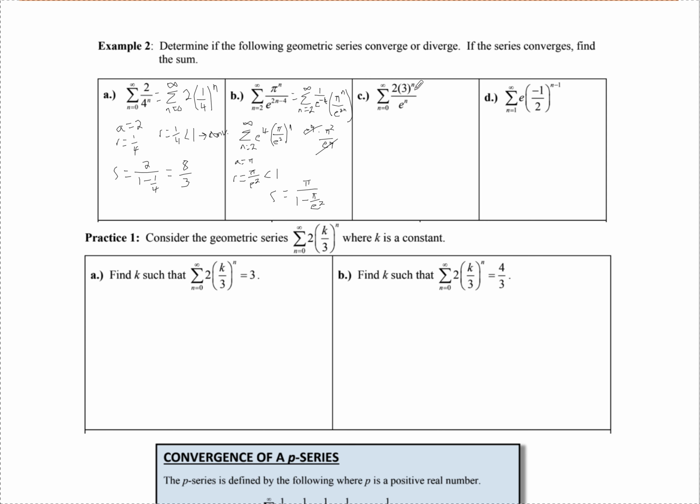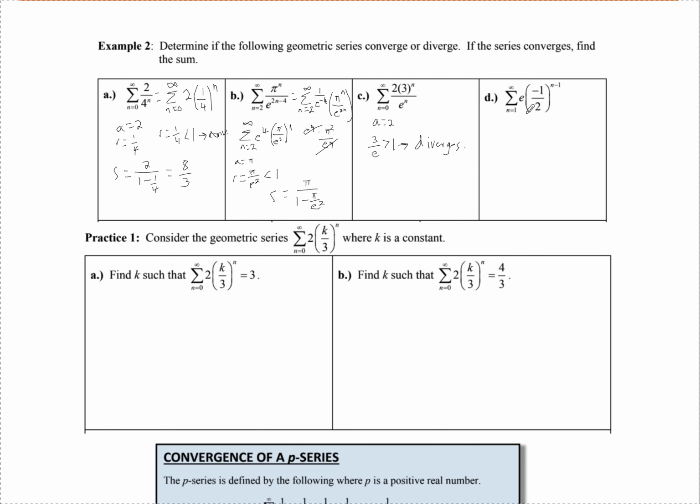Okay, keep going. This one looks a little easier. When n is 0, e to the 0 is 1, so our starting value is 2. Looks like our r value is 3 to the n over e to the n, so that's 3 over e to the n. 3 over e, wait a minute, 3 over e is going to be greater than 1, so this diverges.